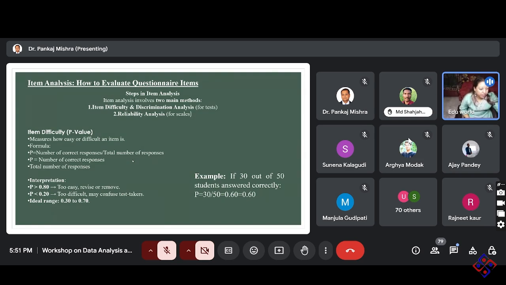Now, item difficulty. We have to find out the item difficulty. Now, how will we find the item difficulty? When you have circulated the pilot study questionnaire, after receiving those responses from the pilot testing, you have to check whether those things are actually being done correctly or not.